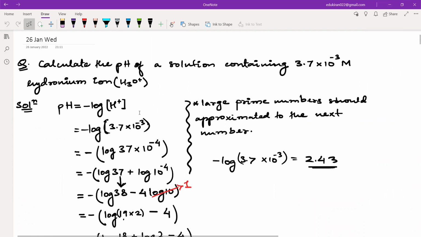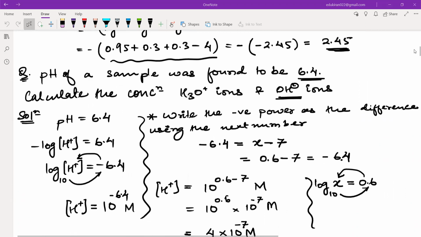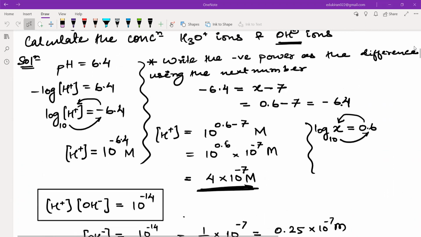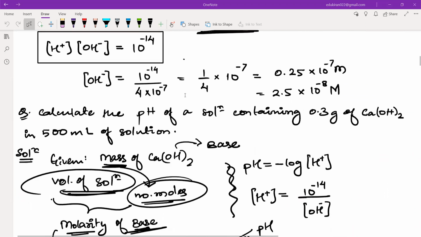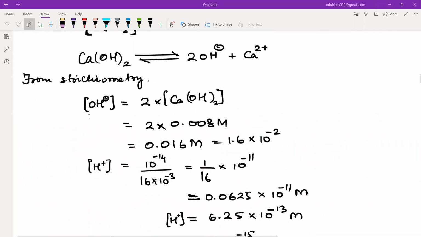We did, sir. So see this question. Calculate the pH of a solution containing this many hydronium ions. And we also did calculate the concentration of a particular solution containing Ca(OH)2. Then we calculated the concentration of Ca(OH)2, then we wrote the reaction, and then we calculated the concentration of OH negative, H positive. So we have done, I can say, lengthier questions than this.